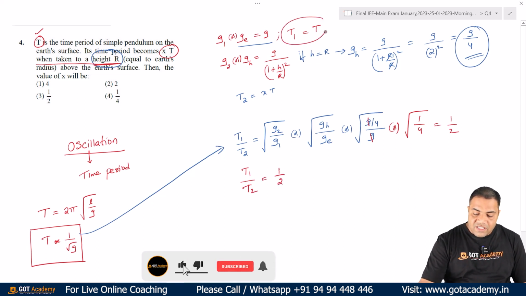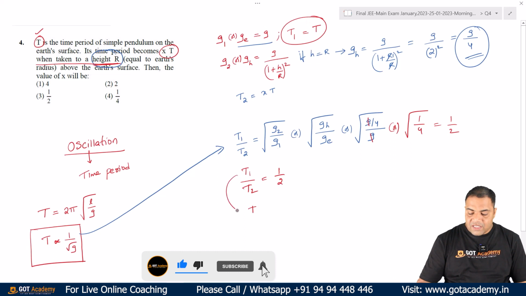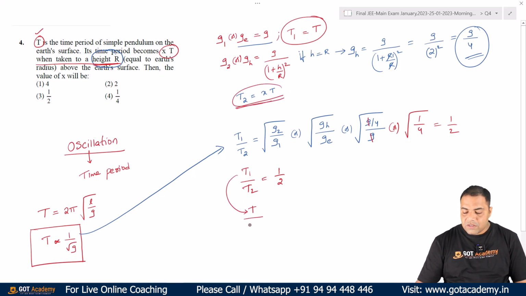So T1 is given as T. Let me substitute here. Now coming to T2, what was given here? x into T. So let me write T by xT is equal to 1 by 2. So this T cancelled. 1 by x is equal to 1 by 2. Isn't it? So finally, by solving this, you will get x is equal to 2.